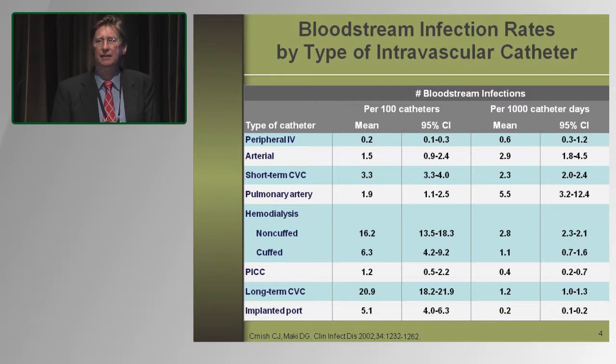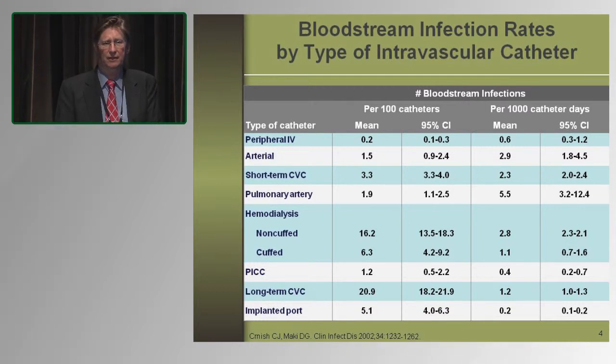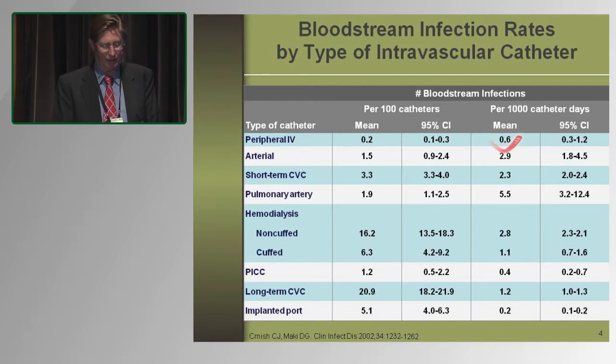If we start by looking at catheter-related infections, in particular bloodstream infections, as shown by this study by Krenish and Mackey, the risk of infection varies by the type of catheter that's being used. From the lowest risk with peripheral intravenous catheters, as shown here, at 0.6 per 1,000 catheter days, to higher rates, such as in the range of 2 to 3 with arterial or short-term non-tunneled CVCs, to 5.5 for pulmonary artery catheters.